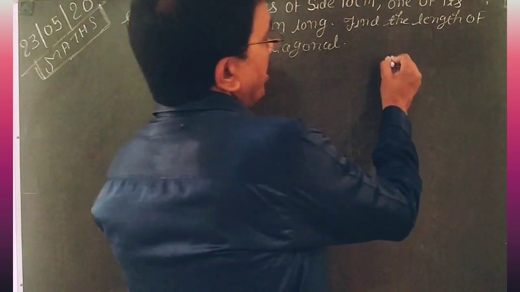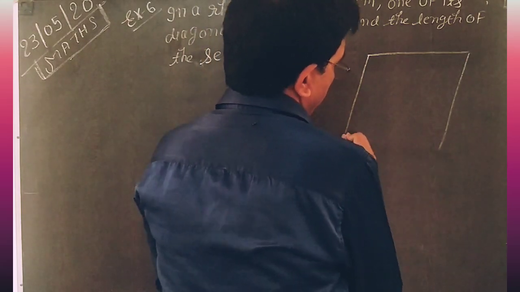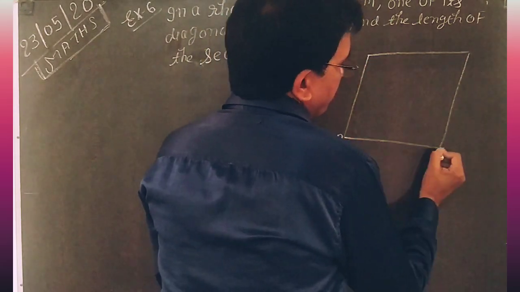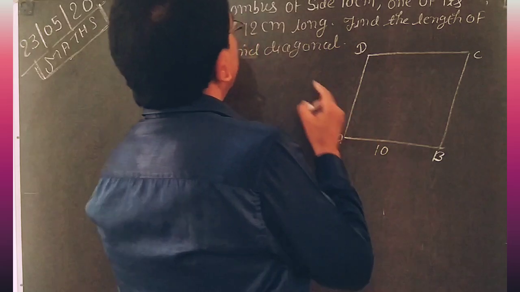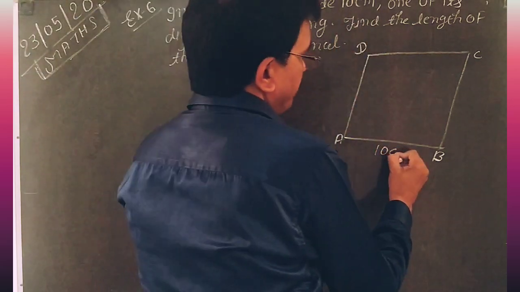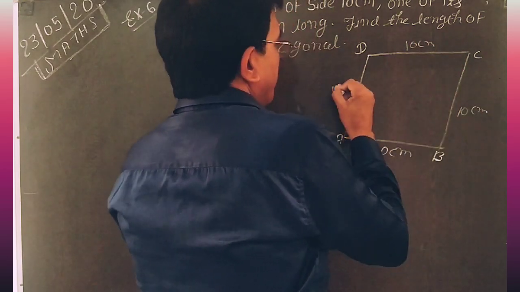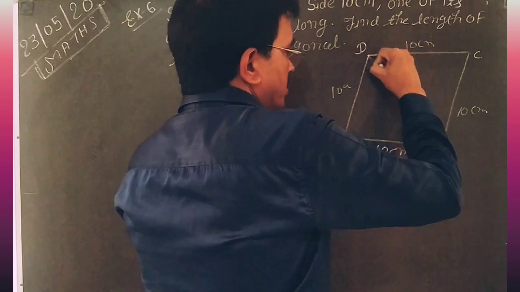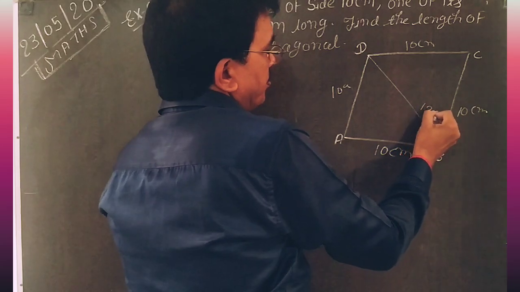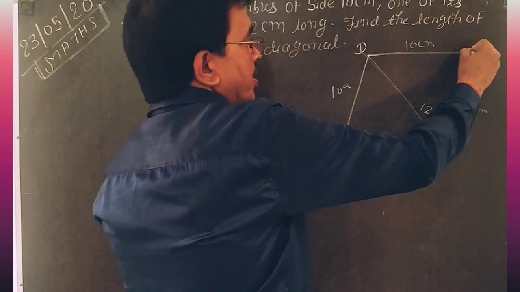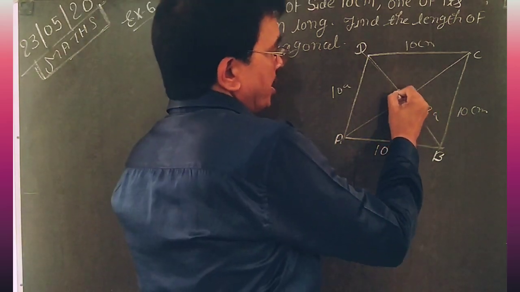So first we draw a rhombus ABCD. All sides are 10 cm, then also 10 cm, 10 cm and 10 cm. Suppose one diagonal is given and that is 12 cm. Given BD is 12 cm. You have to find what AC is. Both diagonals intersect at O.